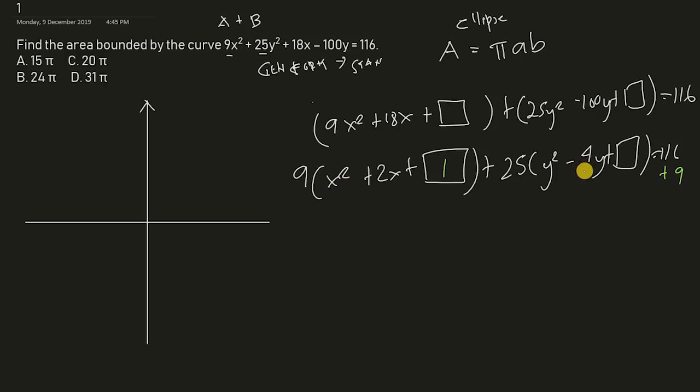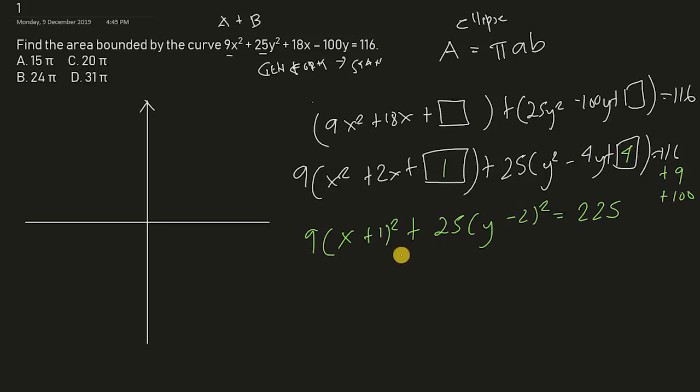Dito naman, 4 divided by 2 is 2. 2 square is 4. Kailangan ko muna itong i-multiply sa 25 bago ko siya i-add sa kabila. So that's 4 times 25 is basically 100. Alright? So from here, pwede ko na itong i-factor out. Magiging yan, 9 times the square of x plus 1, plus 25 times y minus, kasi negative yon, square root of 4 is 2, squared is equal to 116 plus 9 plus 100 is basically 225 guys.